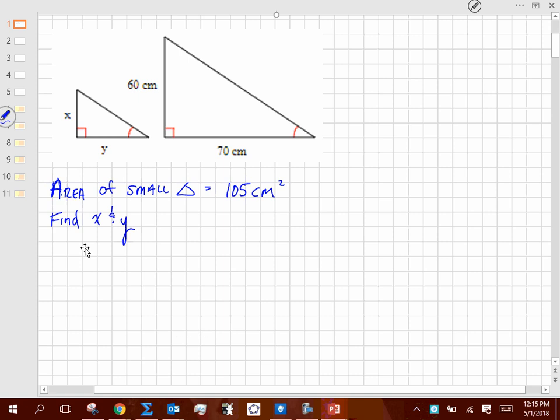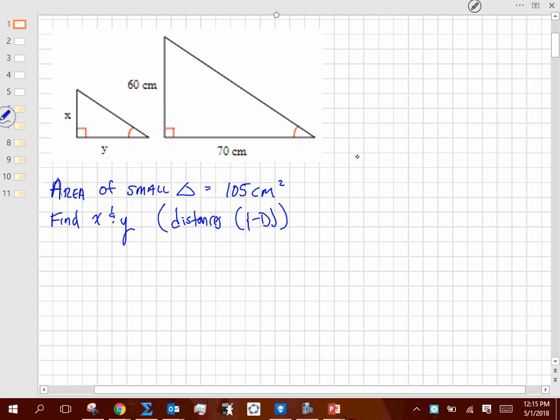Okay, so this question, I think 10 was like this, 15 is like this. It says the area of a small triangle is 105 centimeters squared. Find x and y. Okay, x and y are what types of things? They're lengths, right? They're distances. Okay, they are one-dimensional. We talked about that yesterday.